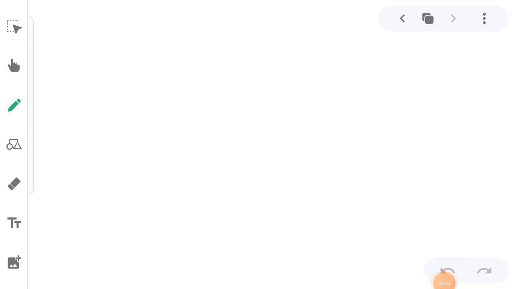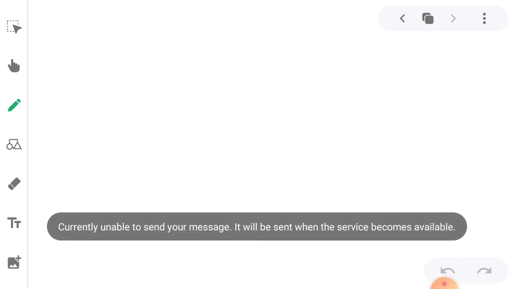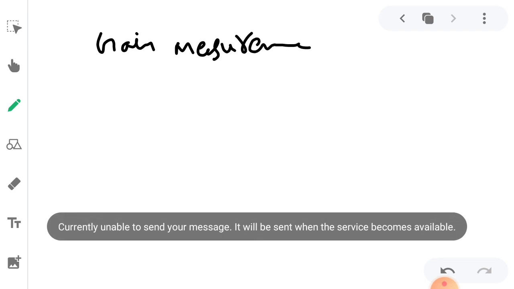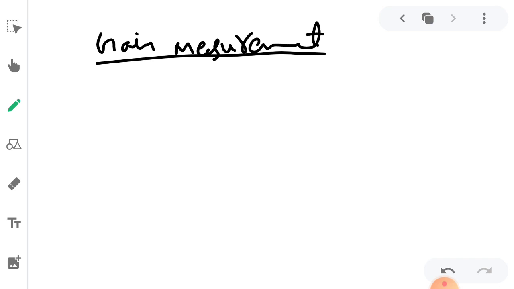Today we are going to see the topic related to measurements. We will see the topic gain measurement of an antenna, how to measure gain related to antennas. So here we have two methods in measurement of gain.